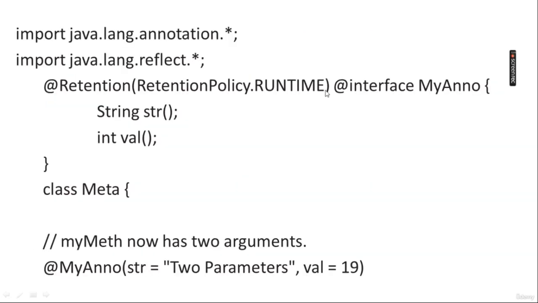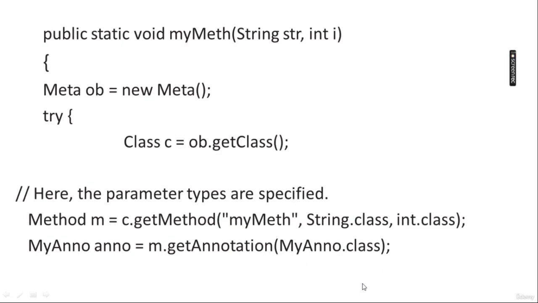Here the retention policy is runtime, with interface MyAnnotation. Two values are given, string and value. So now MyAnnotation has two parameters, and the string is initialized to "two parameters" and value is equal to 90. And in myMethod, we are passing these values to the method.